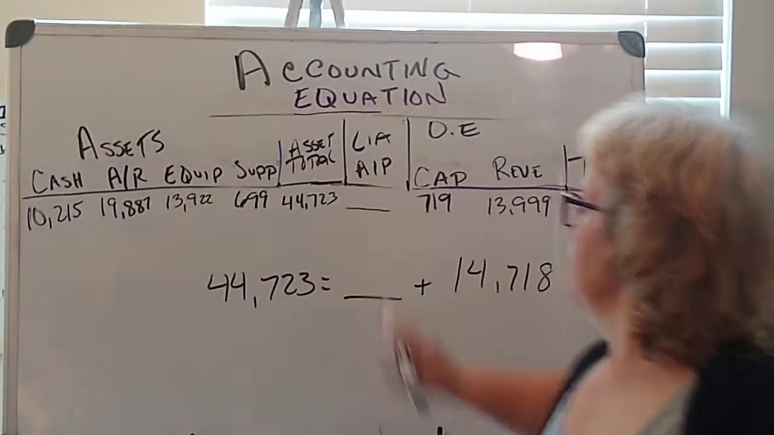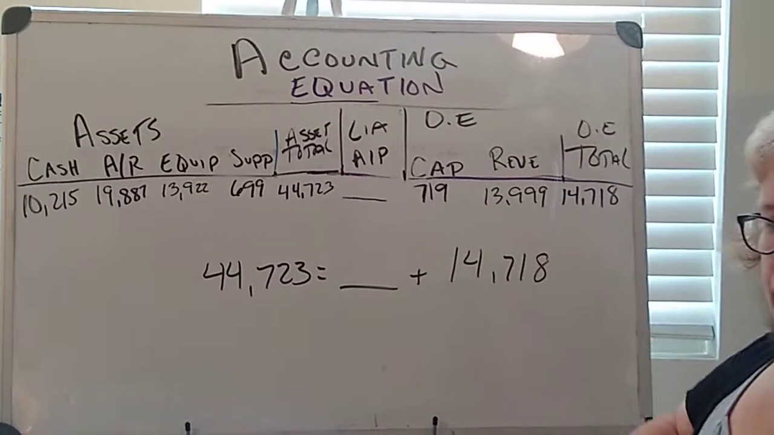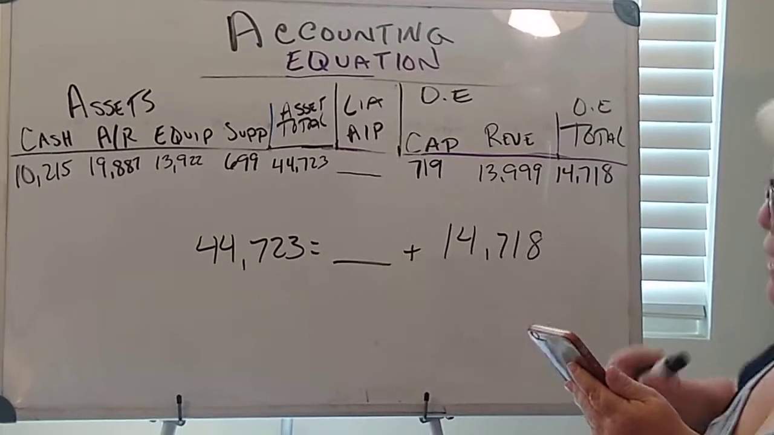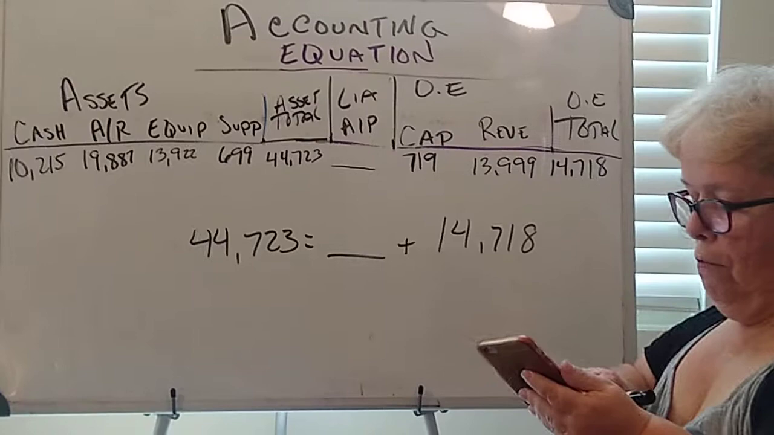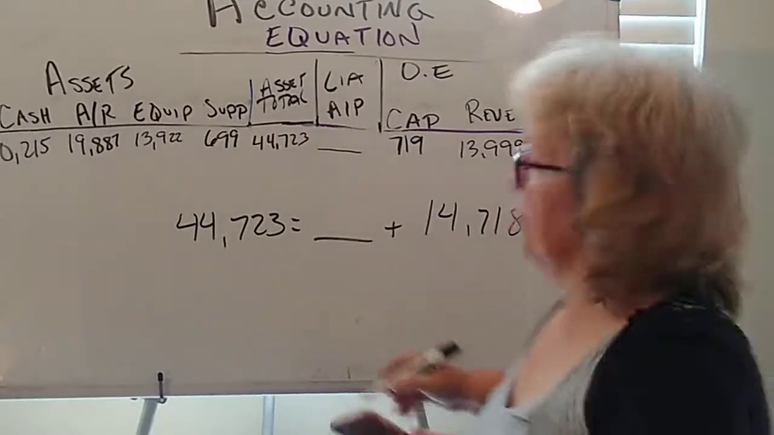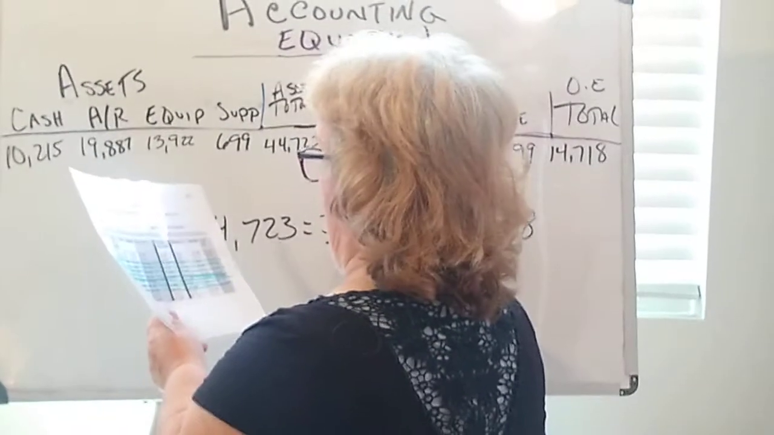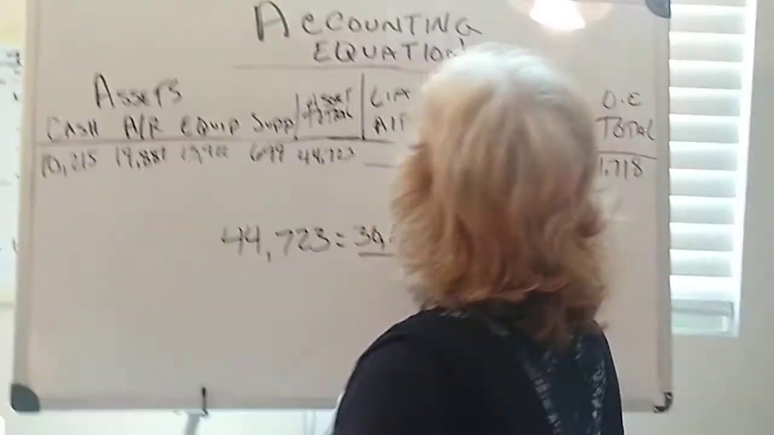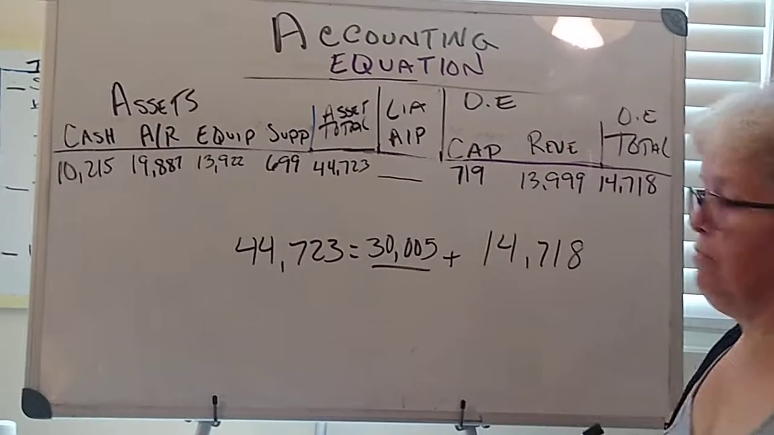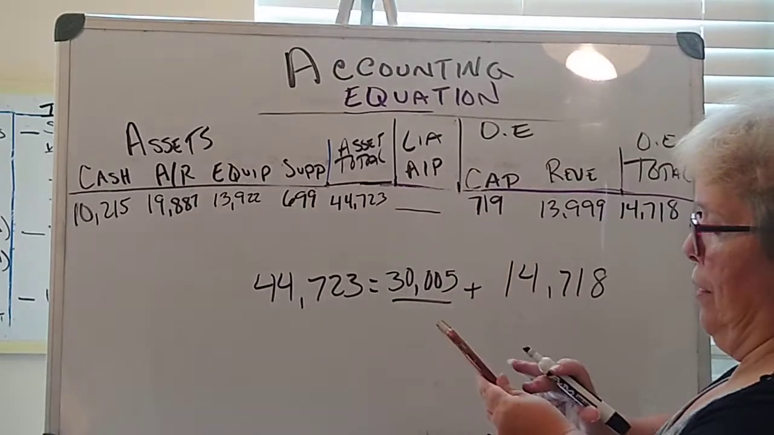So we're missing the liability. So again, take the assets, subtract the owner's equity. 44,723 minus 14,718 equals, and we have 30,005. That's a 0, not a 6. 30,005. Check the answer by adding these two together.